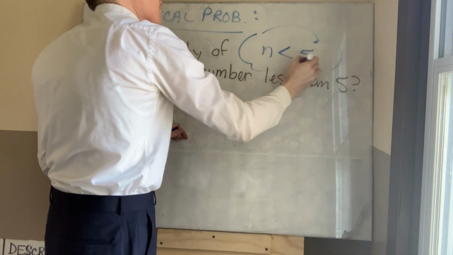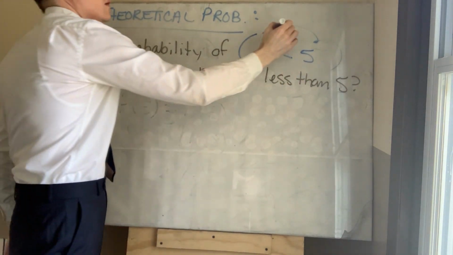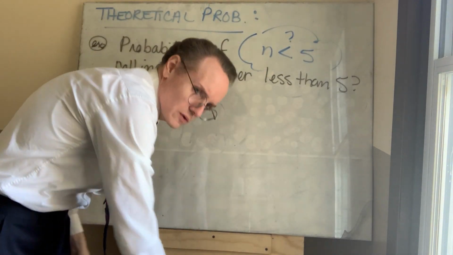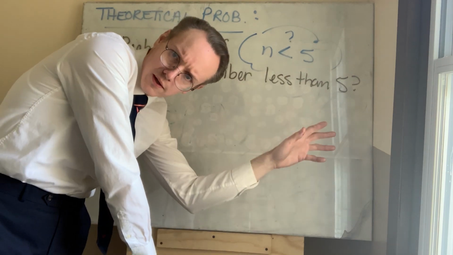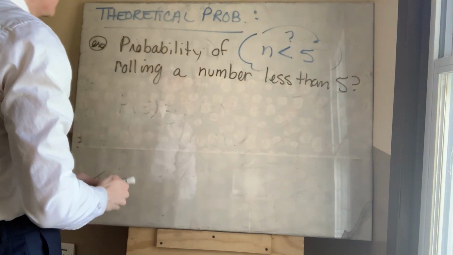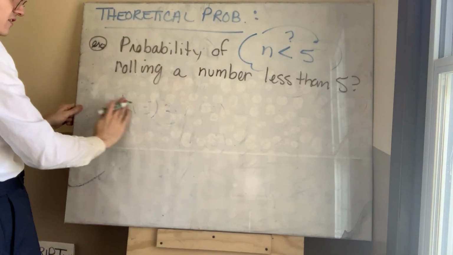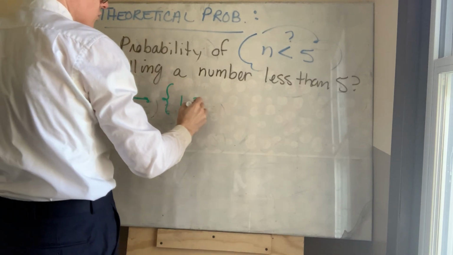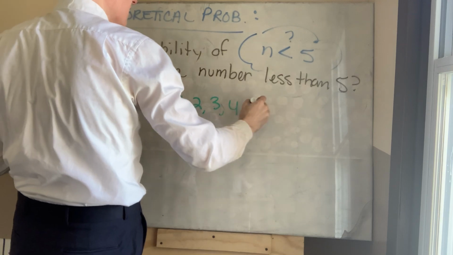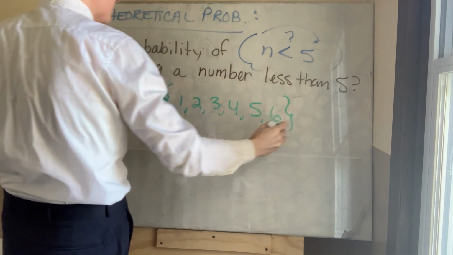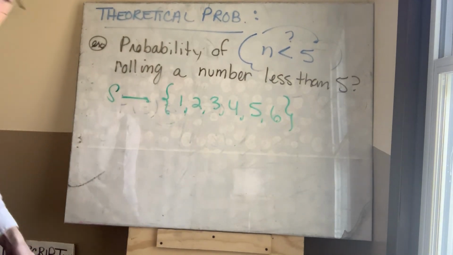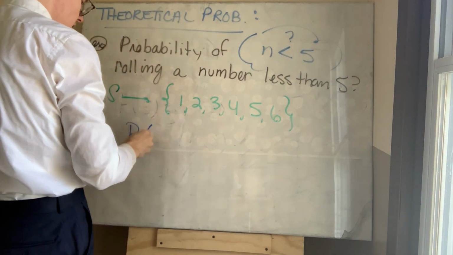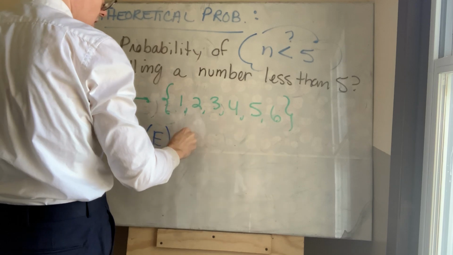Something smaller than 5. Now, it might help to sort of draw the set, right? We're talking about the same 6-sided die. The set is 1, 2, 3, 4, 5, 6. And the formula is still this, to generalize.